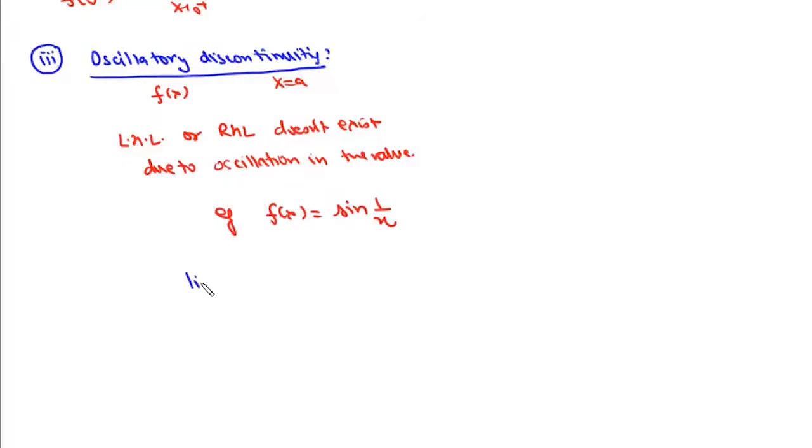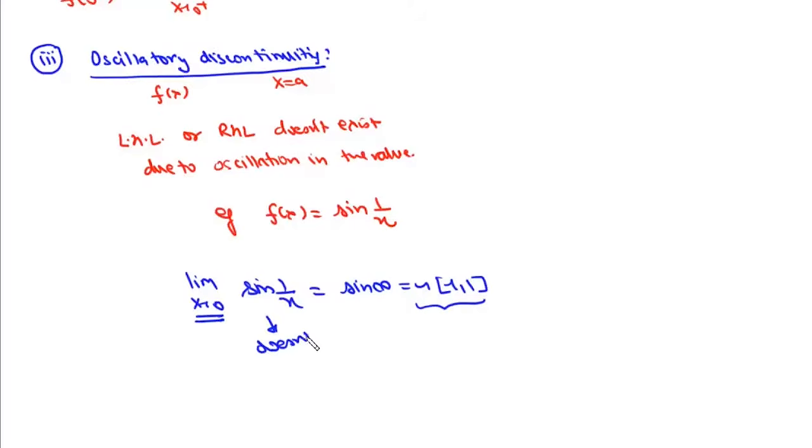Now we know that this limit, x tends to 0, sin(1/x) will be sin(infinity). Now sin(infinity) is not infinite, but it is an oscillating value between minus 1 and plus 1. So at x equal to 0, this function will assume all the values between minus 1 and plus 1. And therefore, this limit does not exist. And therefore, this function f(x) is discontinuous at x equal to 0.